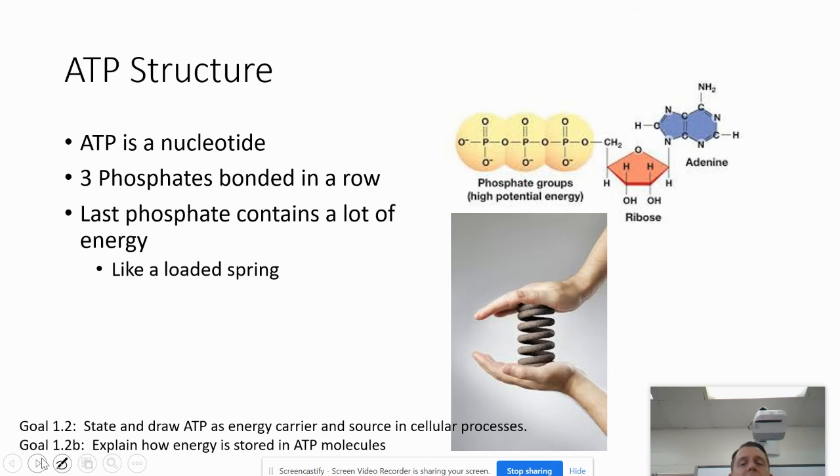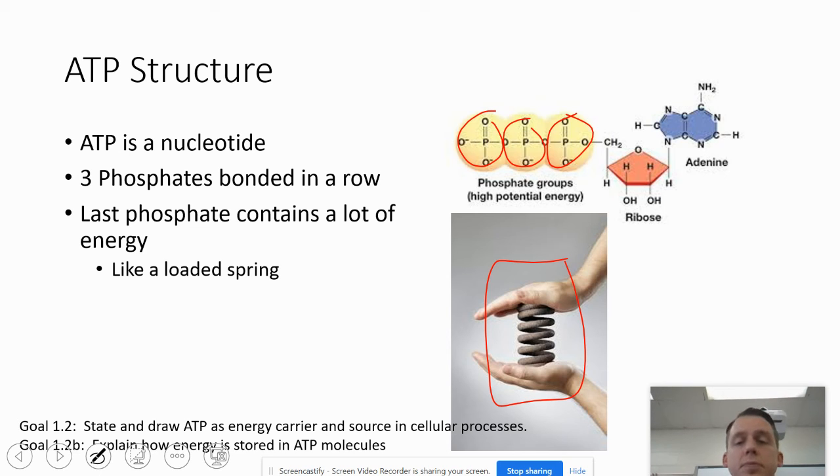All right, so ATP is a nucleotide, and it is 3 phosphates bonded in a row. The last phosphate is what contains all that energy. Think about ATP like it's spring loaded. So imagine we were to force this spring all the way down. What would you think about that spring? That spring would be very unstable. It would be ready to pop open at any minute, right? That's ATP. ATP is spring loaded. That last phosphate is just barely hanging on, and it can very easily release that last phosphate, and that is going to be the energy to do work in our cells.